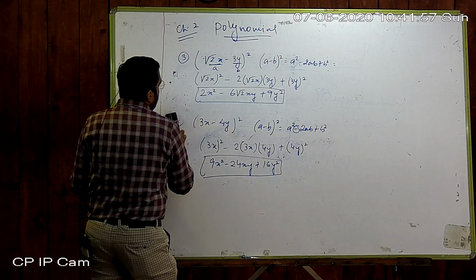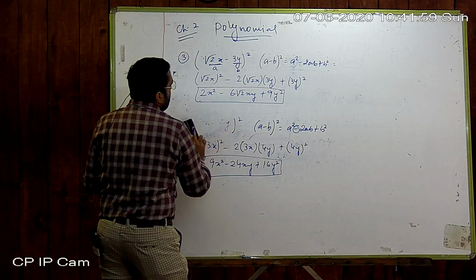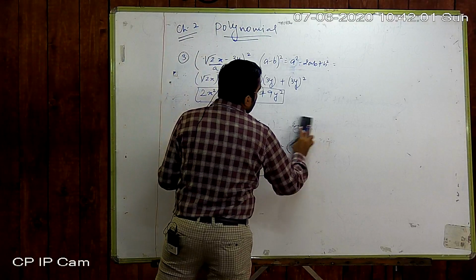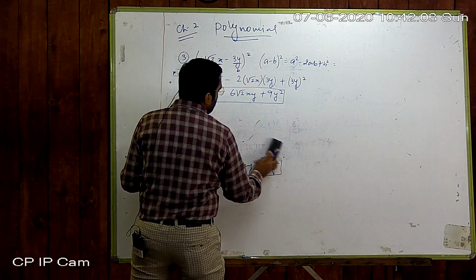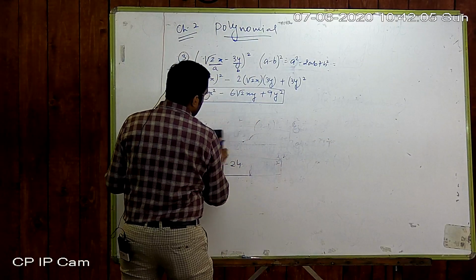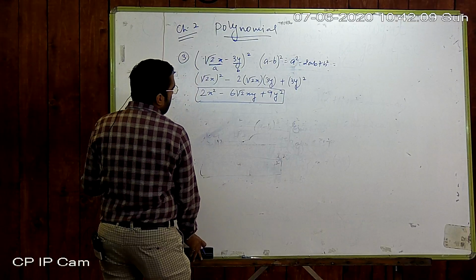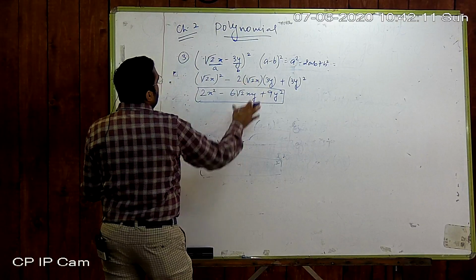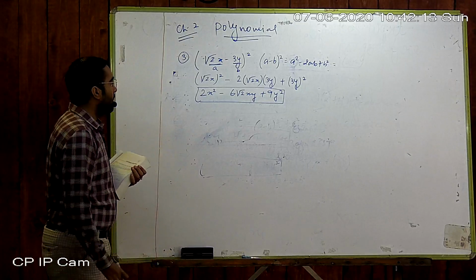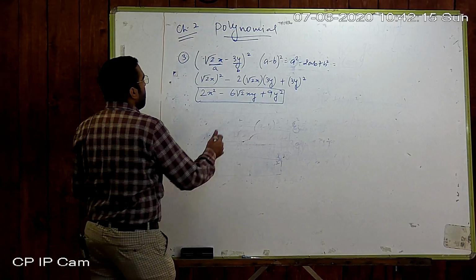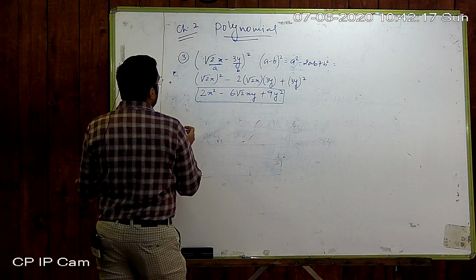We can't multiply any number of the terms that are in the root. Okay, we can't multiply root 2 as 3 and as 2. We can only use root 2 as simple method.